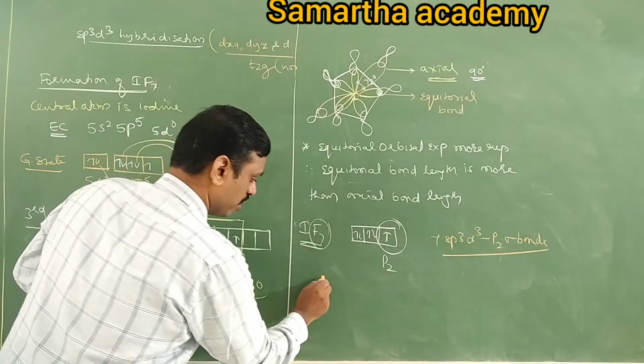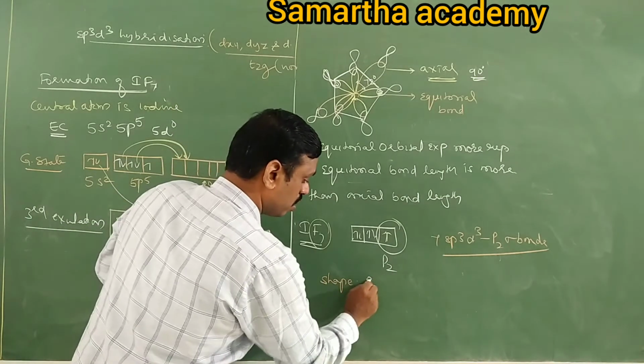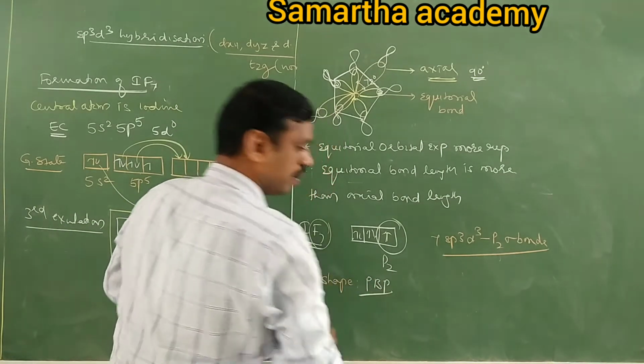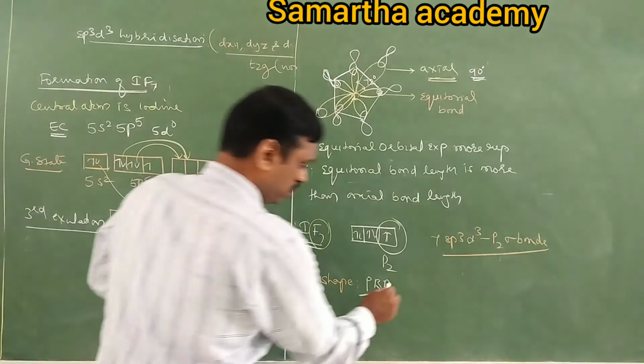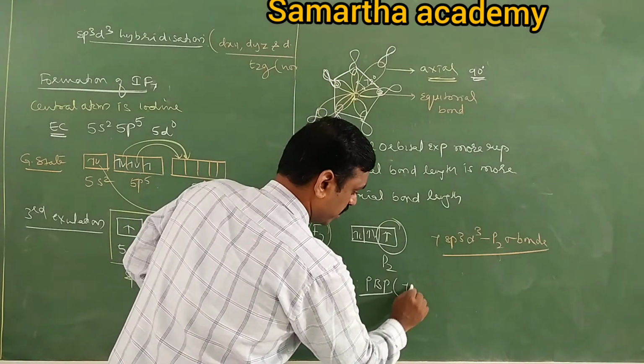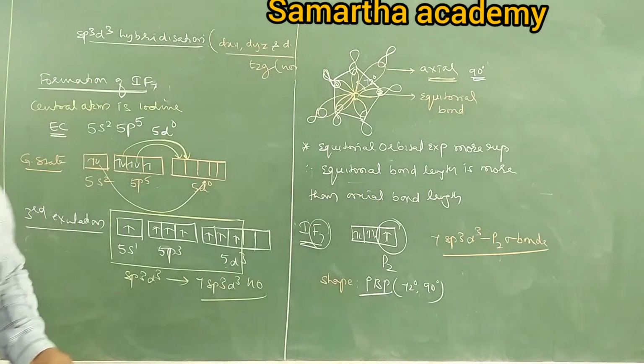So what is the geometry or shape? Pentagonal bipyramidal. There are two bond angles. So PBP has 72 degrees and 90 degrees. There are two bond angles.